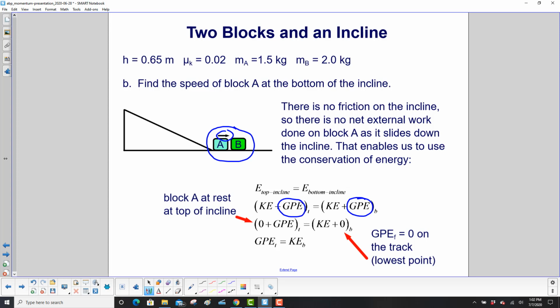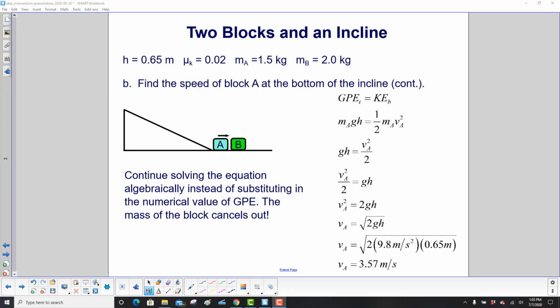So we can use conservation of energy. The energy at the top equals the energy at the bottom. So we have KE plus GPE at the top, subscript T for top, and B for bottom. You're at rest at the top, so the KE is 0. And at the bottom, we're going to set GPE equal to 0 at the level plane there, so you will have no GPE. All of the GPE at the top goes into the kinetic energy at the bottom. So here's our conservation of energy.